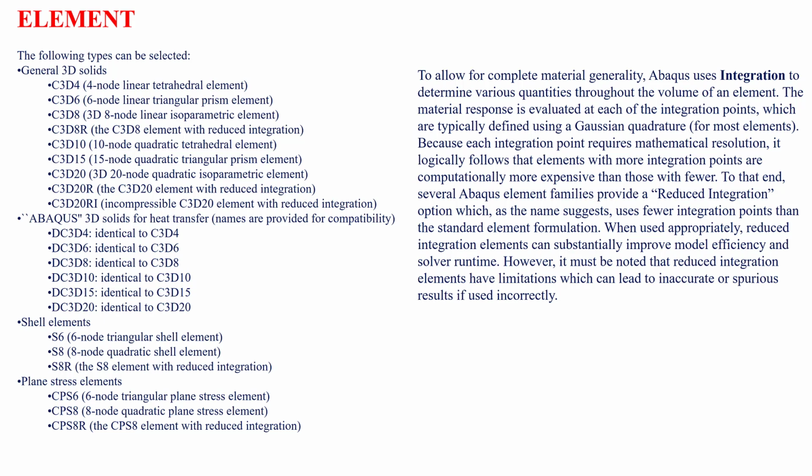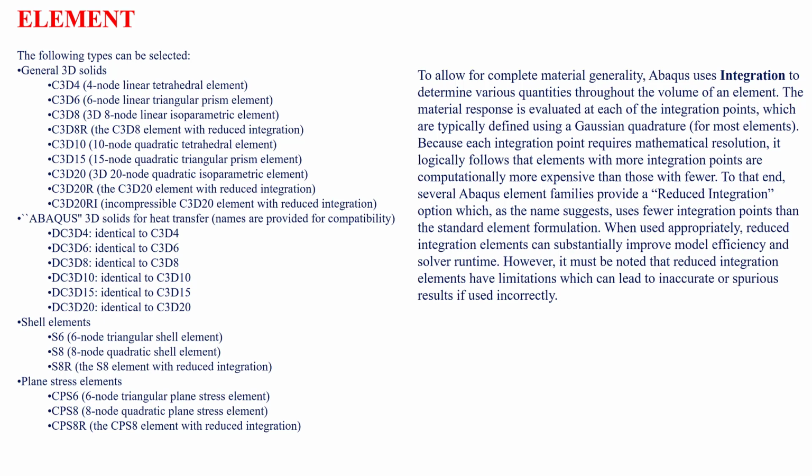When it comes to heat transfer, we have DC3D4. It is identical to the above elements. When it comes to shell elements, we have S6, S8 and S8 reduced integration. For plane stress, we have CPS6, CPS8 and CPS8 reduced integration. Even for plane strain, we have CPE6, CPE8. We'll see in the next slide.